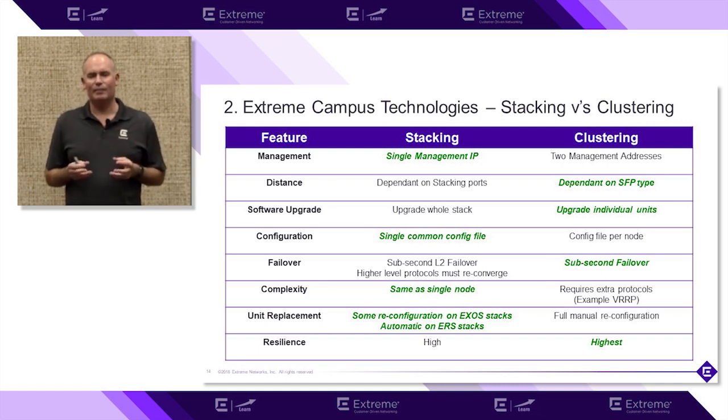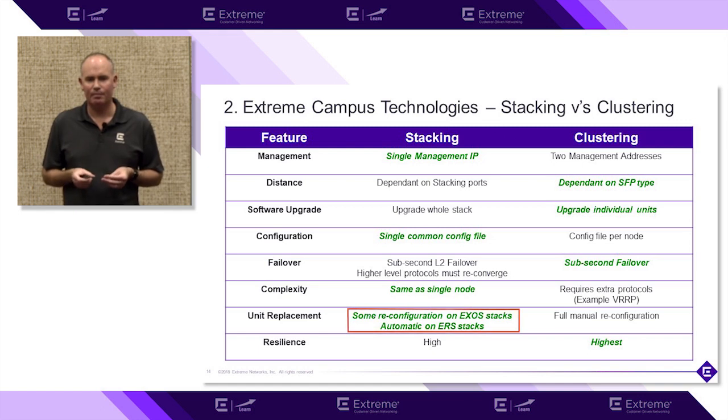With EXOS stacking, if we replace a switch, the configuration file will be automatically copied to that switch from the other stack members. With the ERS stacking, if we replace a switch, the other stack members will actually handle the software upgrade and the config of the new replaced switch, so the process is fully automated. So from a unit replacement perspective, there are advantages with stacking over clustering.